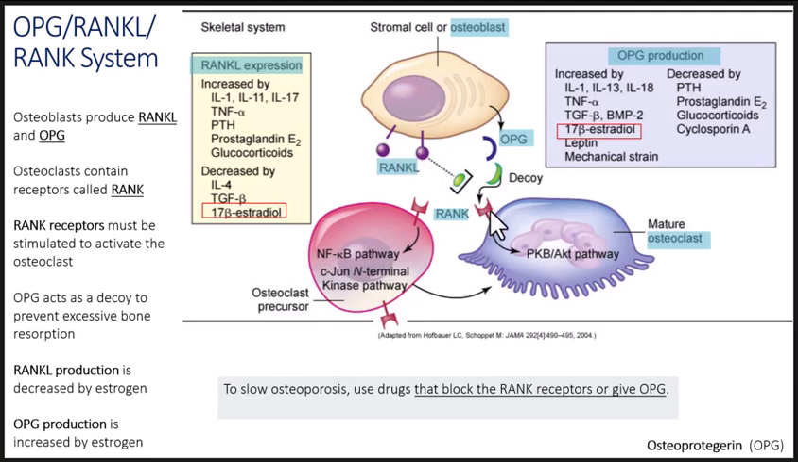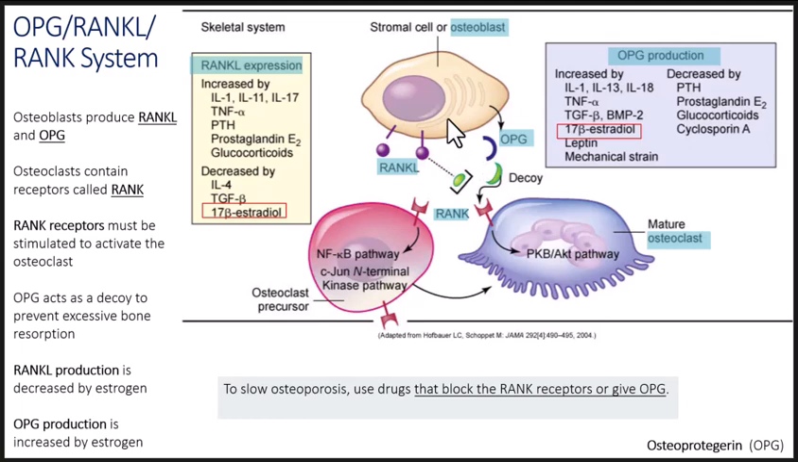RANKL will bind with the RANK receptor on osteoclasts, and this will then stimulate the osteoclast. So RANK receptors must be stimulated to activate the osteoclast. Stimulation of this osteoclast by RANKL binding to RANK will stimulate it to do its job, which is bone resorption. So you can see that the osteoblasts and osteoclasts are really working together, even though their specific job is different.